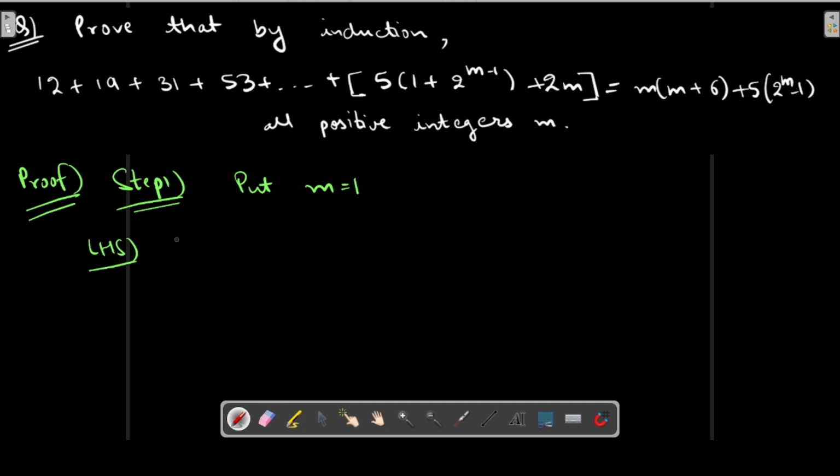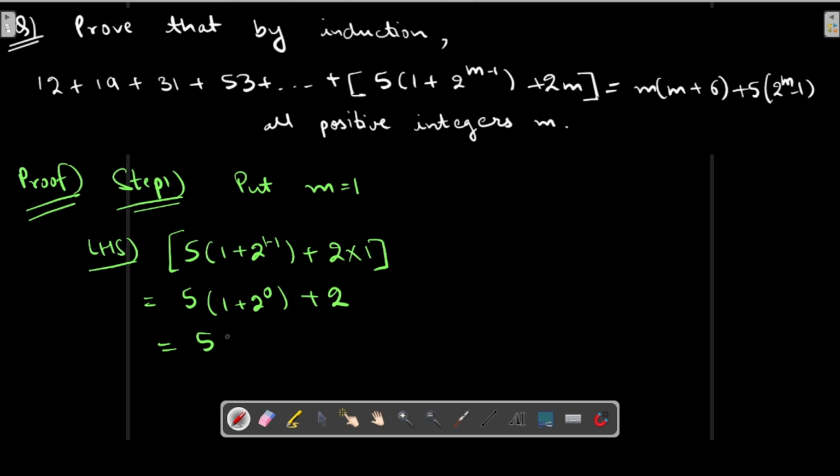So let's start. So 5 times (1 plus 2 to the power of 1 minus 1) plus 2 times 1, right? So it's 5 times (1 plus 2 to the power of 0) plus 2. That's 5 times 2 plus 2. That's equal to 12. Now what's RHS?